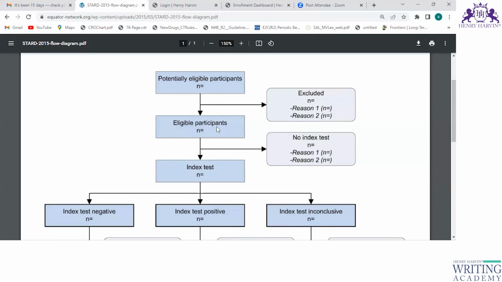So this flow diagram and the STARD checklist which I have just shown you, you can download directly from the EQUATOR network. Okay, understood? Is it clear?